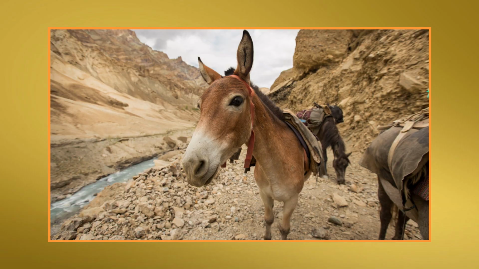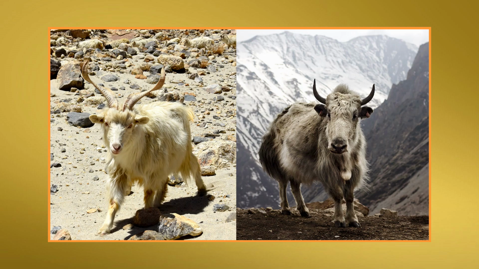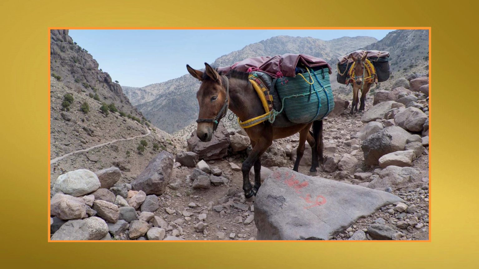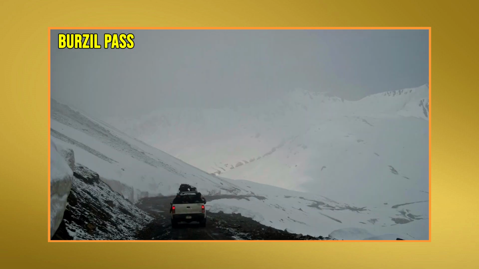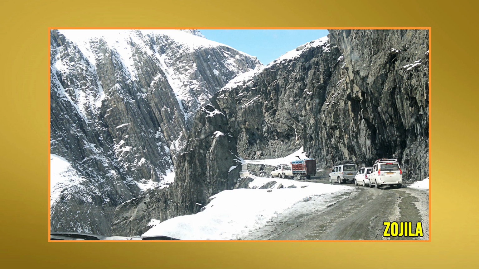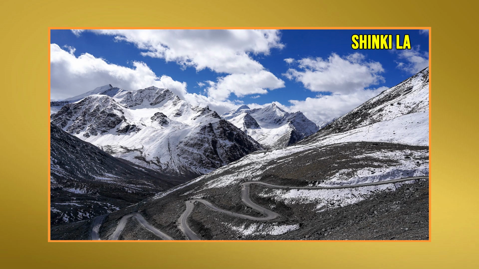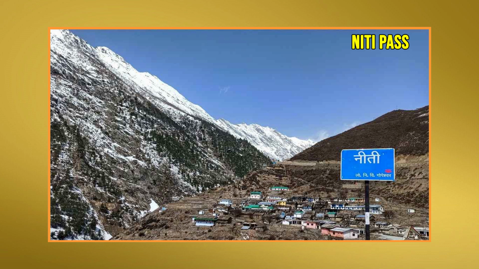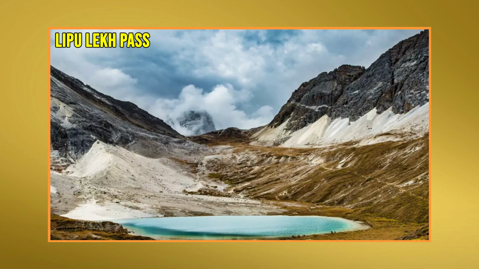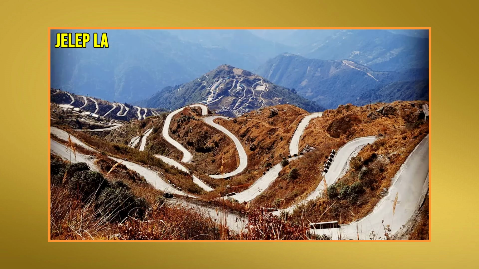Pack animals like mules, yaks, and goats were used earlier in the absence of metalled roads for carrying goods across these passes. The Burzil Pass and the Zojila in Jammu and Kashmir, the Baralacha La and the Shipki La in Himachal Pradesh, the Niti Pass and the Lipu Lekh Pass in Uttar Pradesh, and the Nathu La and the Jelep La in Sikkim are some of the prominent passes to cross the Great Himalaya. This range has served as a natural barrier between India and Tibet.